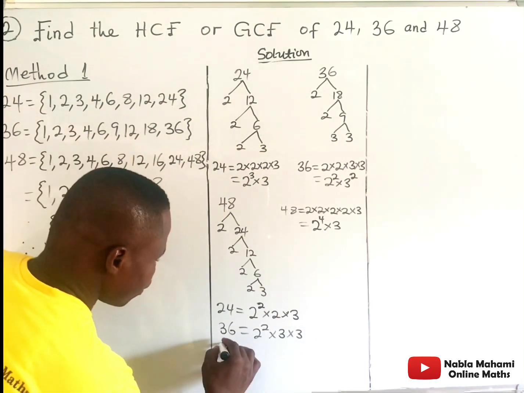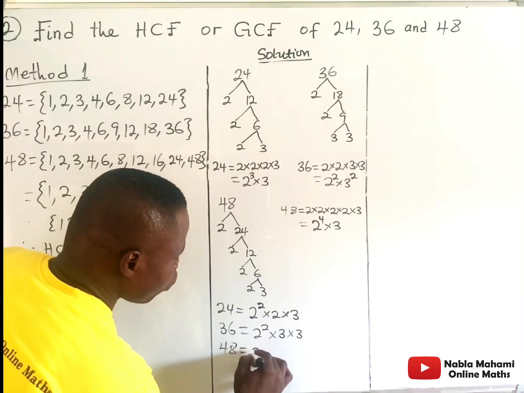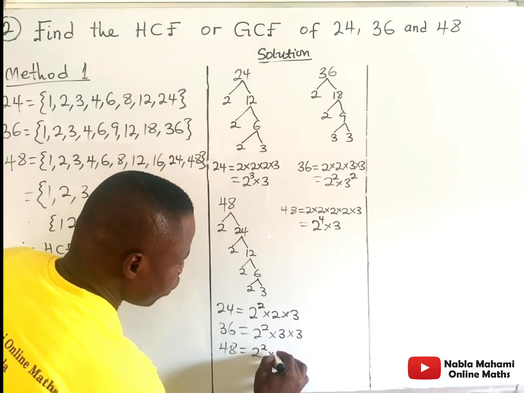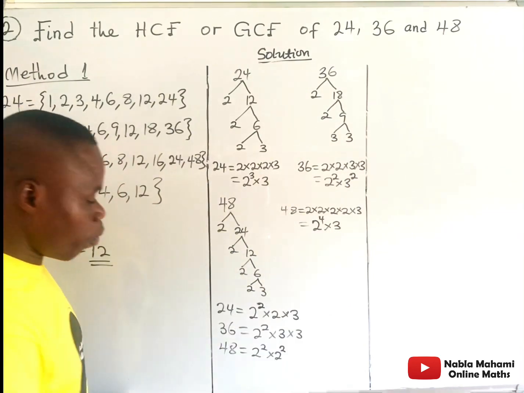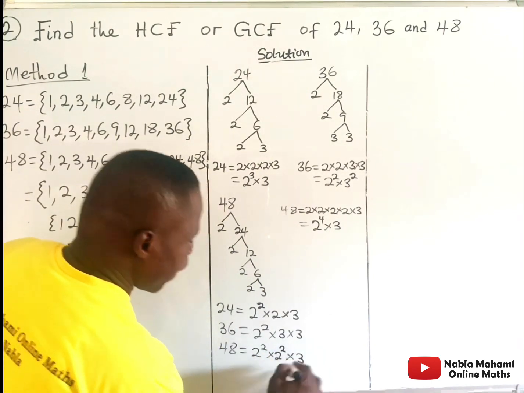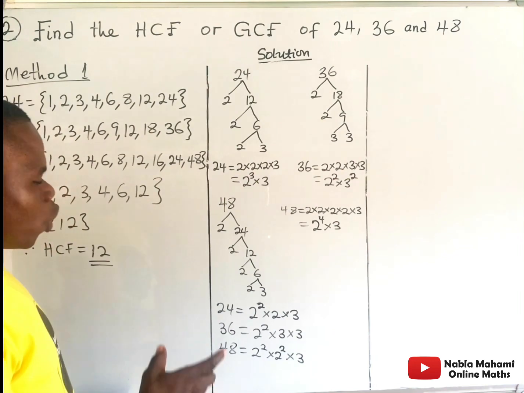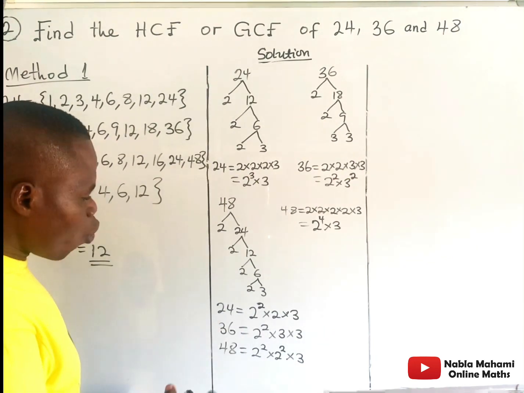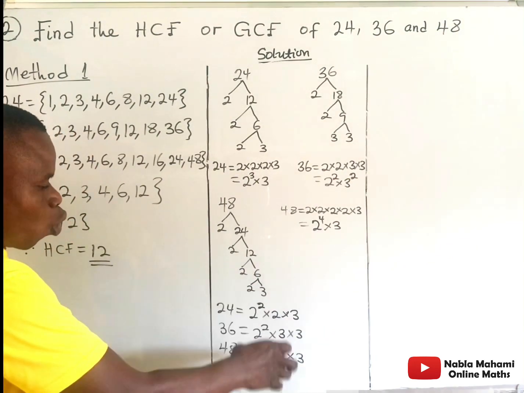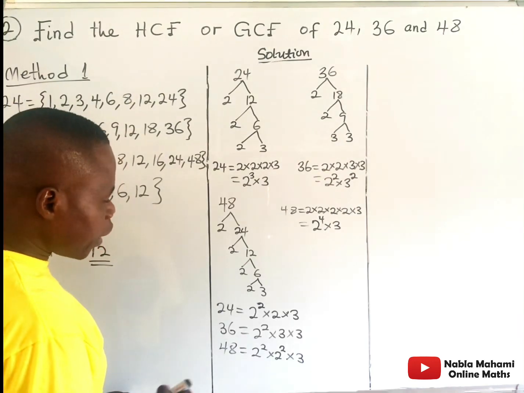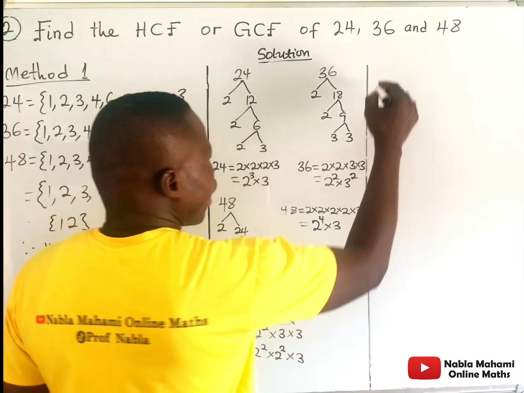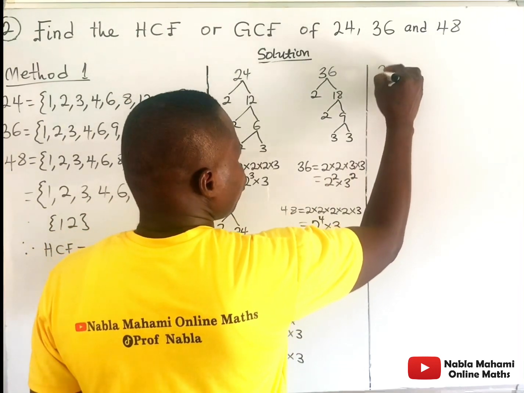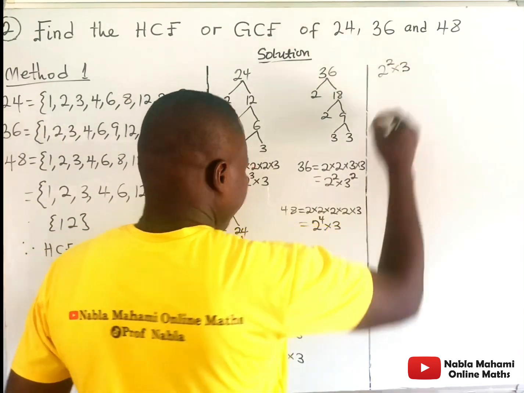Then 48 is the same thing as 2 to the power 2 times another 2 to the power 2, because they are 4, and we want to express it in the form of power 2 times this one, 3. Now I will check where I can get a common number through all of this, I mean a pair. You can see that if I take 2 to the power 2 and 3, I can now have that one to be 2 to the power 2 times 3.